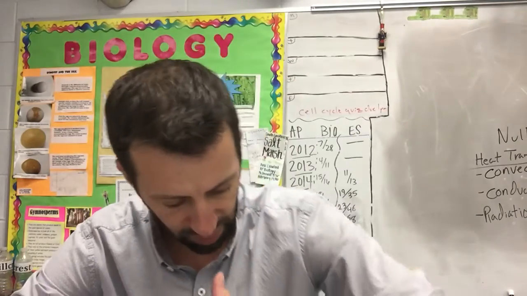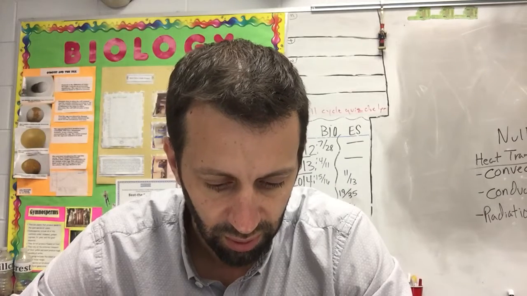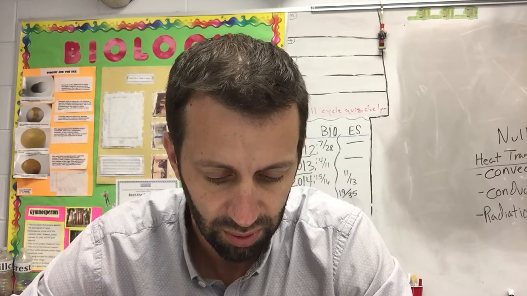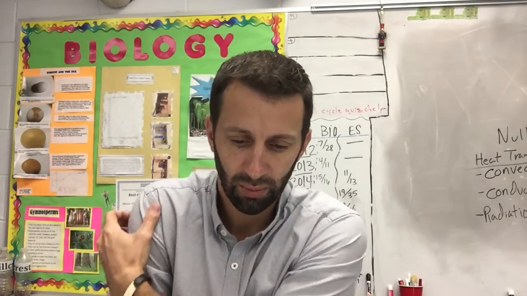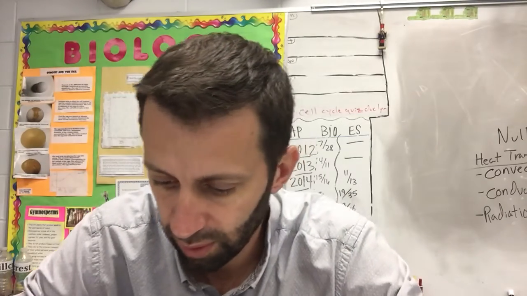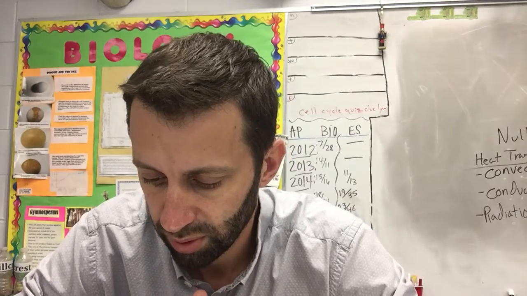Now you can see the same kind of thing at the top of 246 here. They take a few cells, they put them in a petri dish with a nutrient solution. Those cells will continue to divide until they come in contact with other cells. Another example of density dependent inhibition.